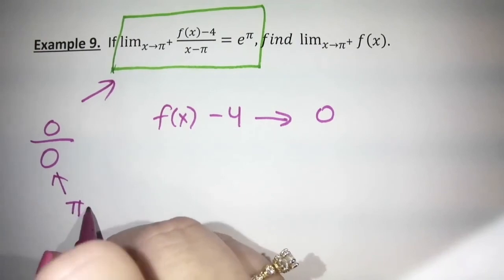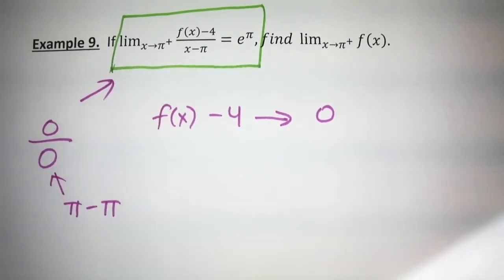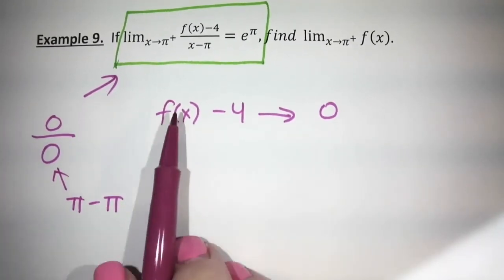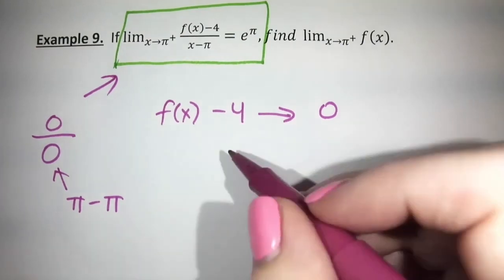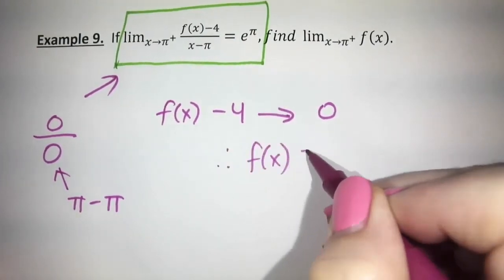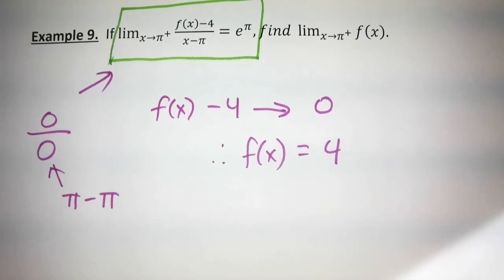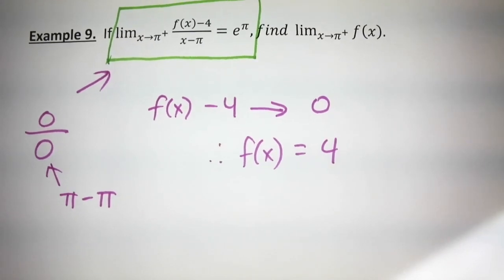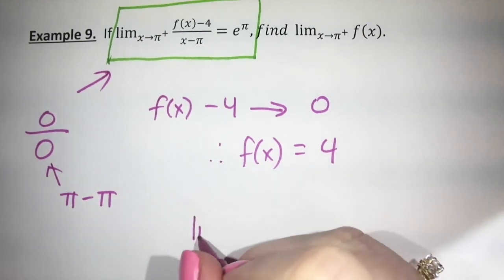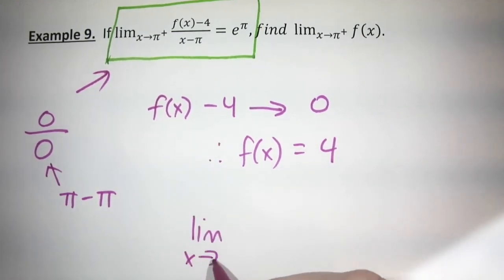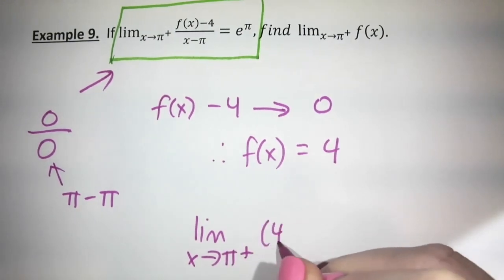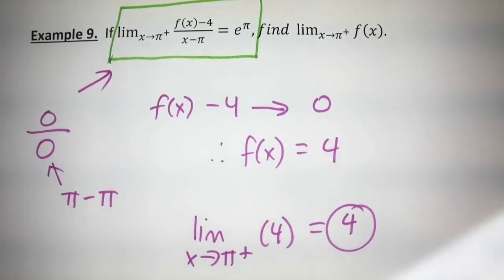On the bottom we have pi minus pi. On the top, what would f of x have to be? Well, f of x minus 4 has to be 0, so that means that f of x had to be 4. Whatever f of x is, it had to give us 4, because then 4 minus 4 would be 0 over pi minus pi would be 0 over 0, and then we would get some answer e to the pi. So now f of x is 4, so the limit as x approaches pi of 4 would just be 4.